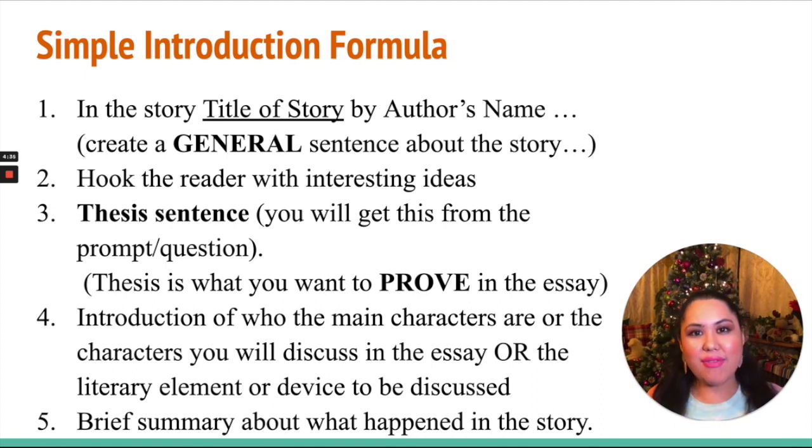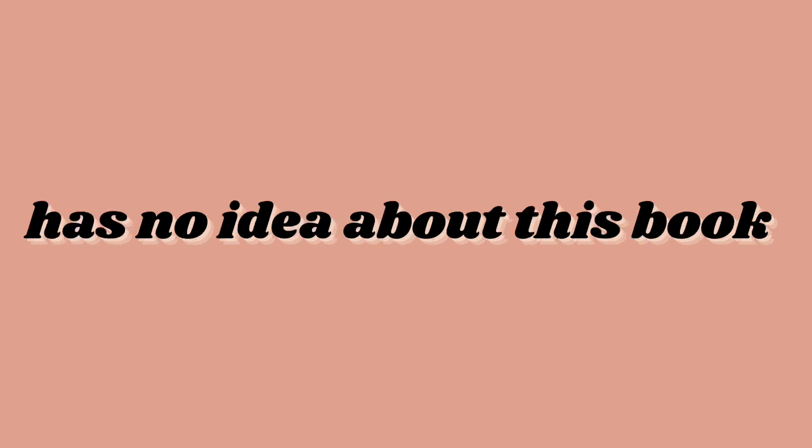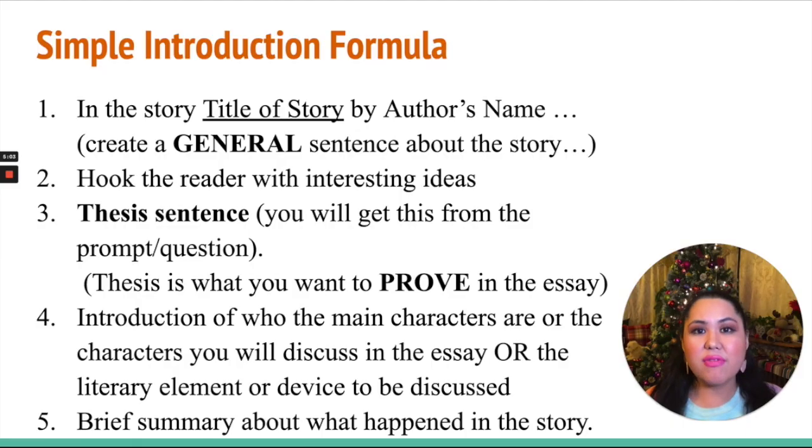Let's look at number 5. At the bottom, it says a brief summary about what happened in the story. Now, after you're done writing about the characters or the literary element, you want to give some background information, talking about the plot and the basic idea of what happened in the book or story you're going to be writing about. Remember, pro tip, write as though your reader has no idea about this book, that they have never read this book before, they don't know anything about it.